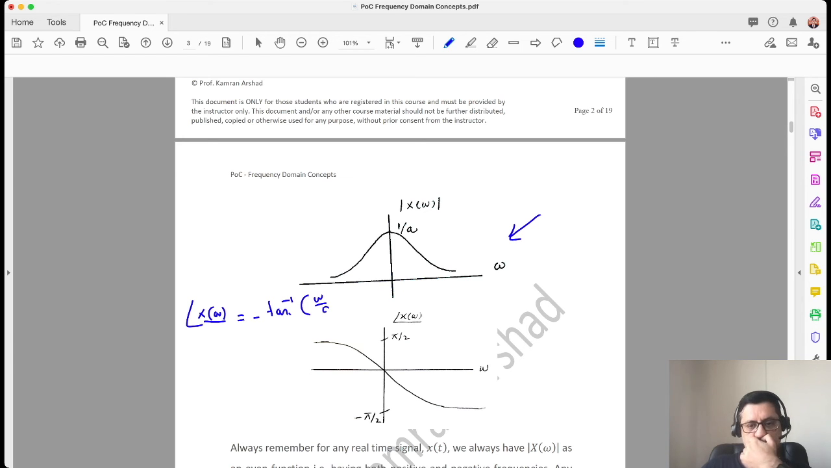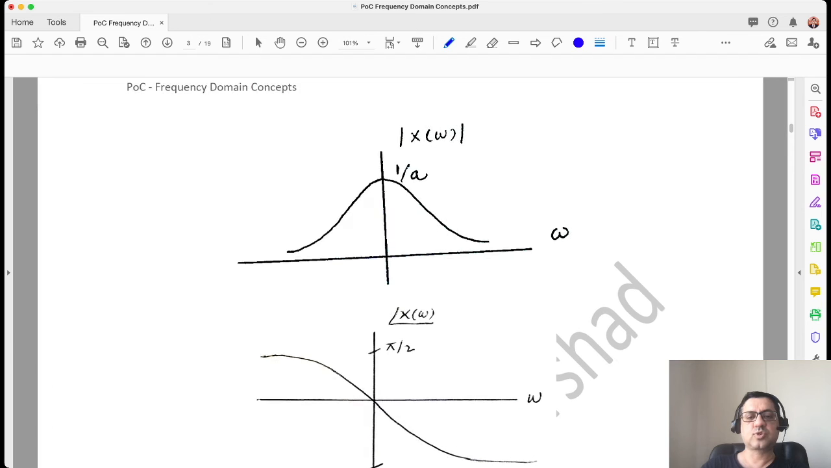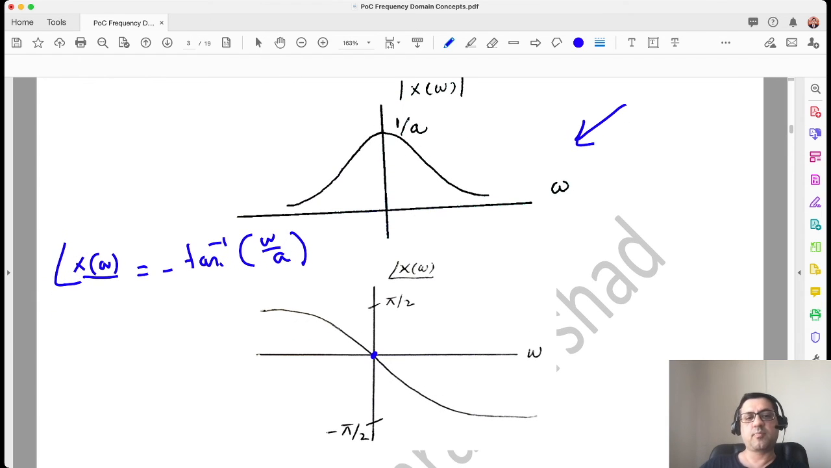Do the same thing. So this is omega, this is the phase of X of omega. When omega is 0, we get minus tan inverse of 0, and tan inverse of 0 is 0. So it means when omega is 0, you have this point 0. And when omega tends to positive infinity, this side, what will happen?